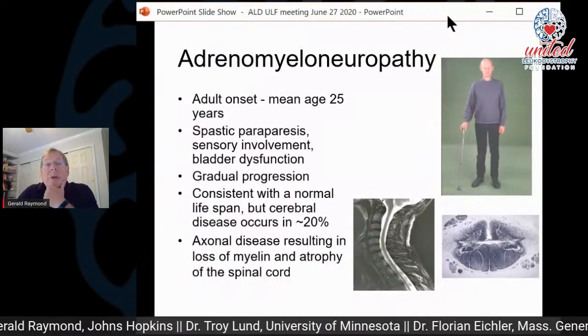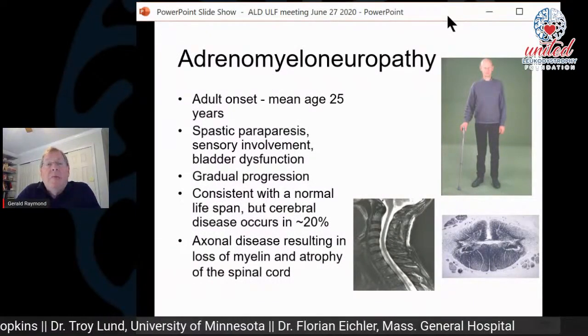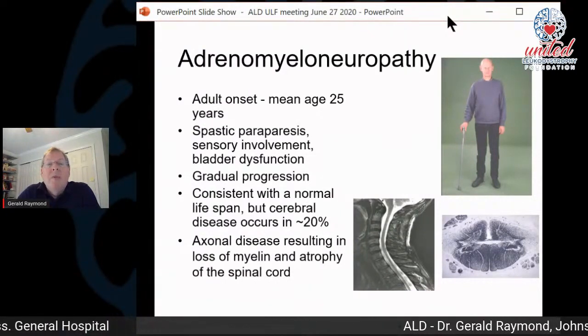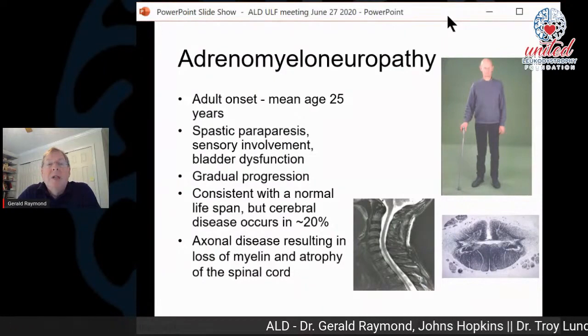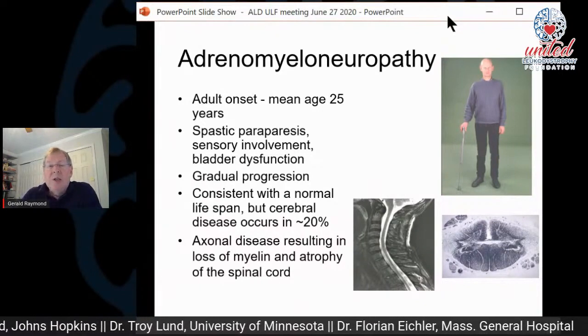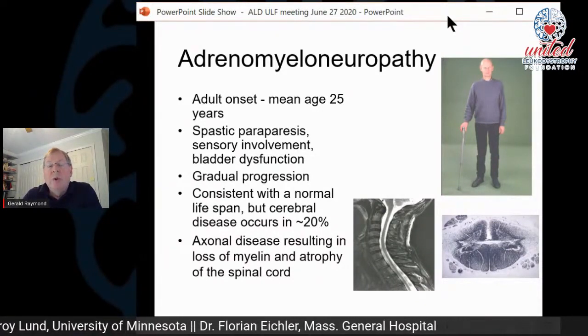Adrenomyeloneuropathy is an adult form of the condition with a mean age of about 25, with difficulties walking, sensory involvement, and bladder dysfunction, and this typically has a gradual progression, although some men will still develop cerebral disease. We think of it as an axonal disease without the inflammatory changes we see in the cerebral forms.